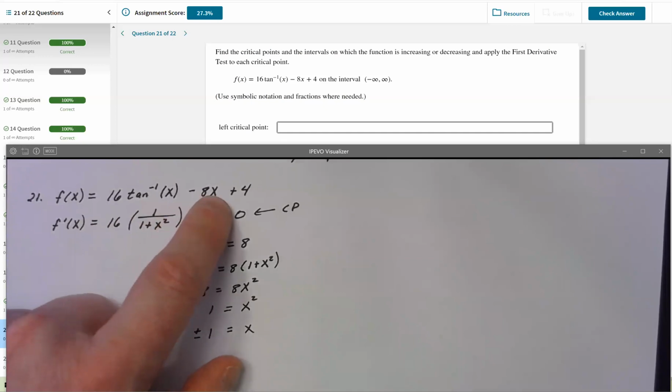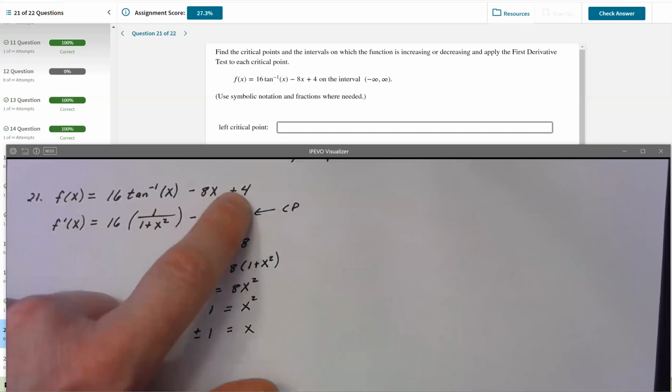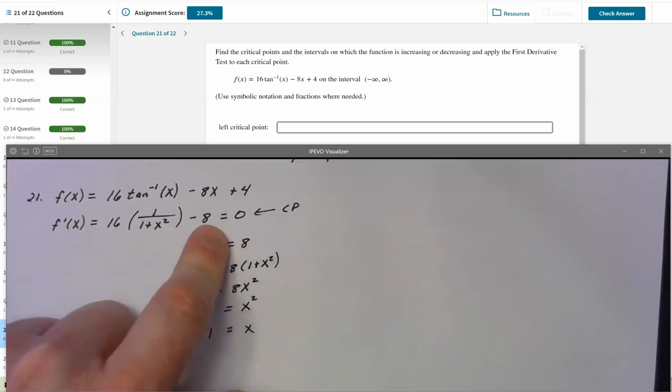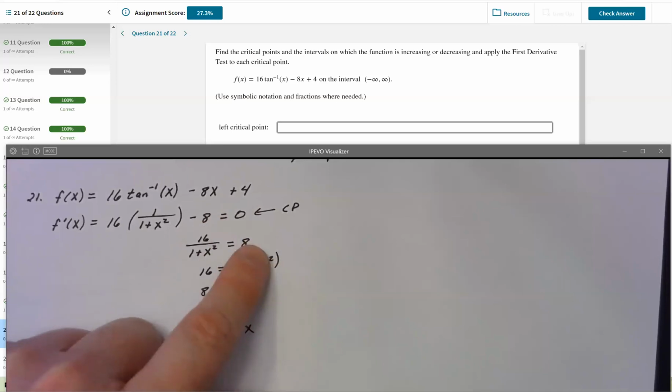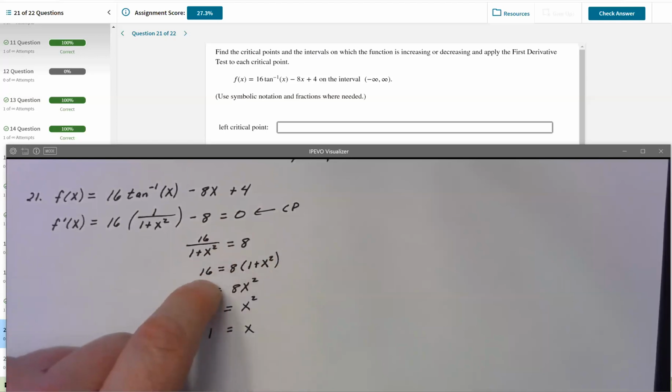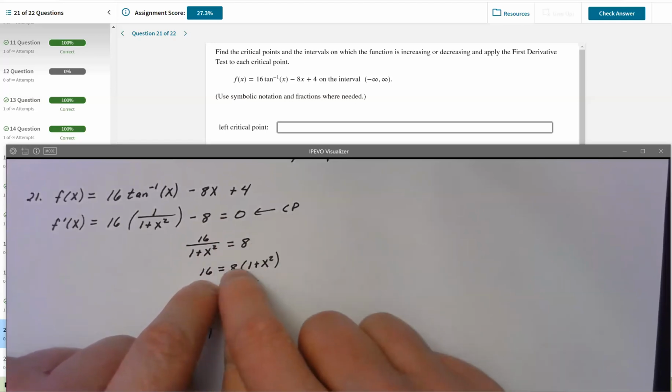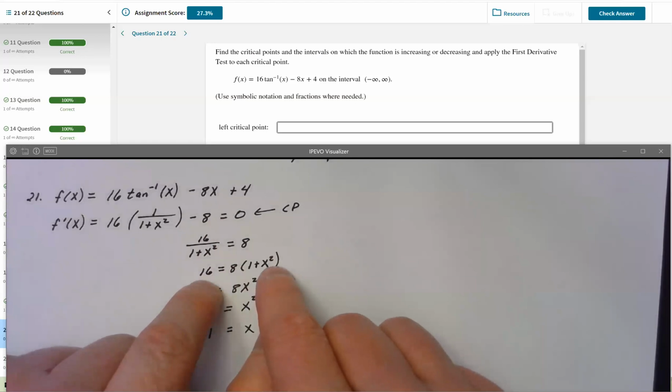Minus the derivative of 8x, which is just minus 8, of course. The derivative of any constant is 0. We set the derivative equal to 0. I did that by moving the 8 to the other side. And then I know I could multiply both sides by 1 plus x squared, which gives me 16 equals 8 times 1 plus x squared. I know that that's going to be 8 plus 8x squared on the right.